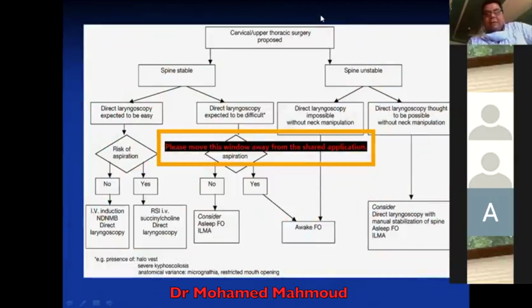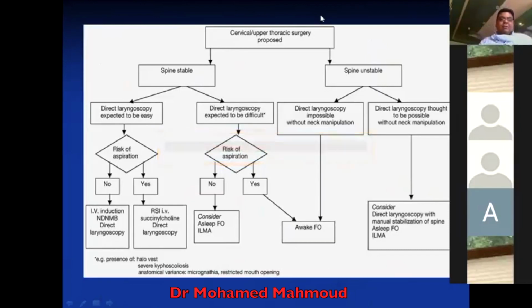This is a diagram showing intubation in cervical spine injury. If the cervical spine is stable, direct laryngoscopy, there are 2 directions. If the direct laryngoscopy is expected to be easy and there is no risk of aspiration, so IV induction, normal, with non-depolarizing muscle relaxant with direct laryngoscopy.